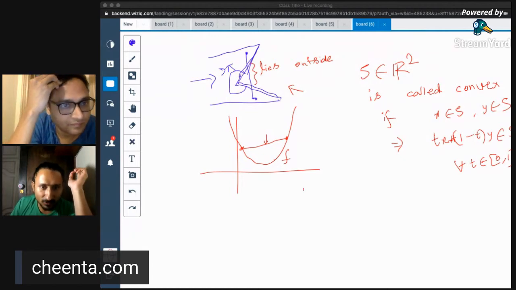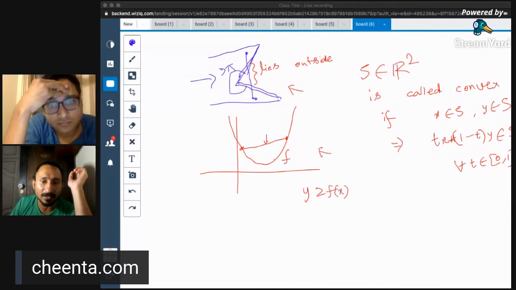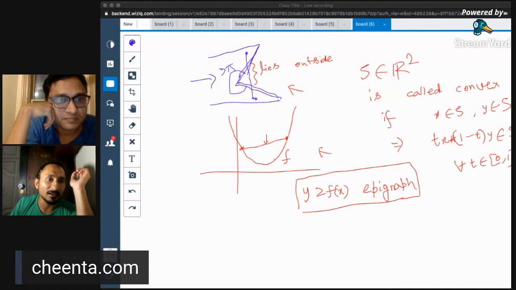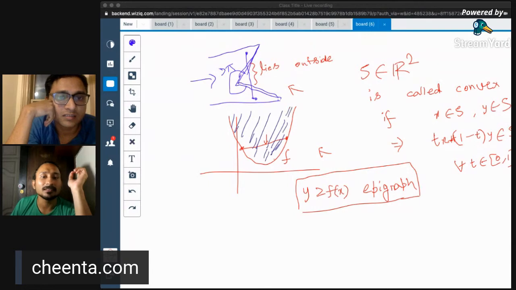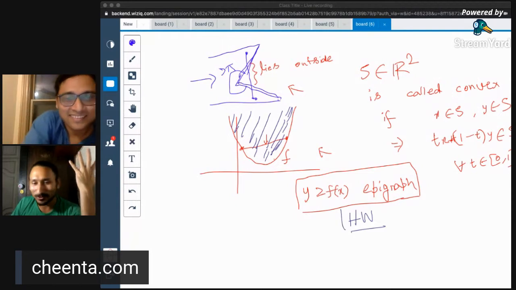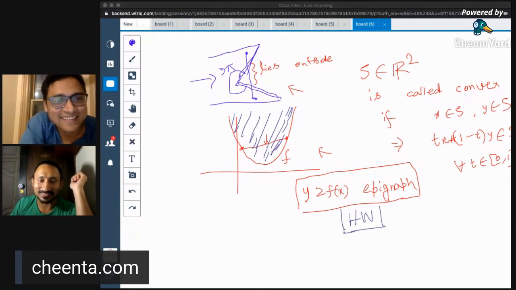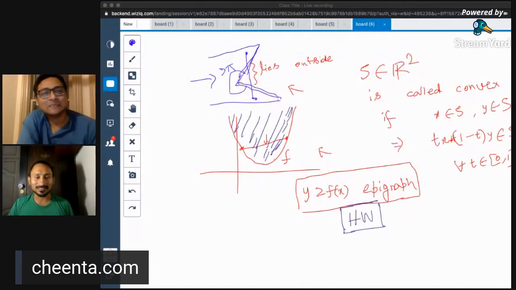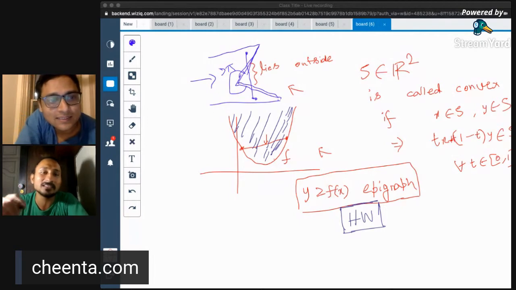The set y greater than or equal to f(x), in this context, is called the epigraph. So a function is convex if and only if the epigraph, which I will mark here, is a convex set. And homework: mathematicians always give homework. Exercise left to the student. Check that these two definitions are equivalent.